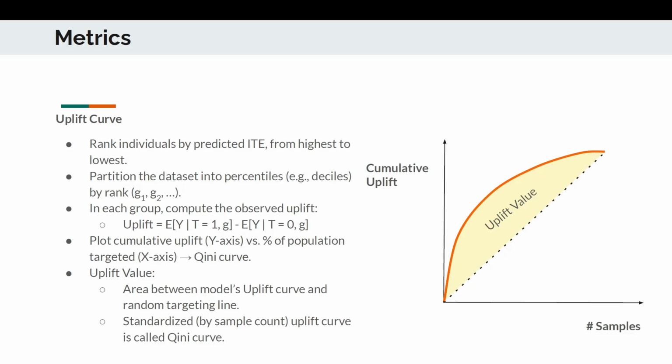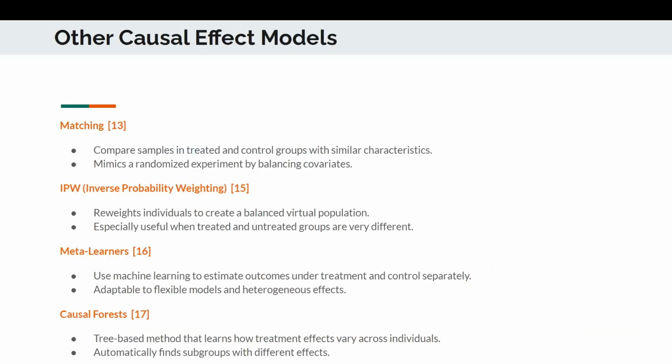Another metric that we can use is an uplift curve, which visually represents the causal effect of a treatment on an outcome for different segments of groups, and which can be used as a metric. And there are other causal effect models that work with different approaches. For example, matching mimics a randomized experiment by balancing covariates, or causal forests use a tree-based method that learns how treatment effects vary across individuals.